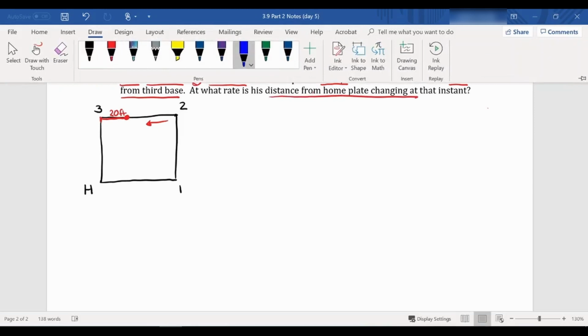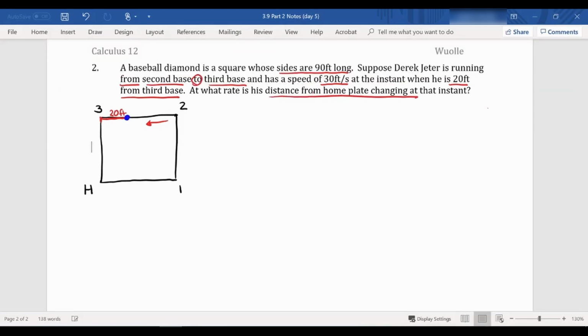So if I draw a line from Derek Jeter standing here, 20 feet from third, to home plate, you can see that we have a right triangle here. So I'm going to call this H for distance from home plate. We know that this other side of the triangle is 20, and we know the third side of the triangle because the question tells us the square has sides that are 90 feet long. So we know this is 90 feet. So we know that we have 20 squared plus 90 squared equals H squared. So we can find the actual, at that instant, how far away is he from home plate?